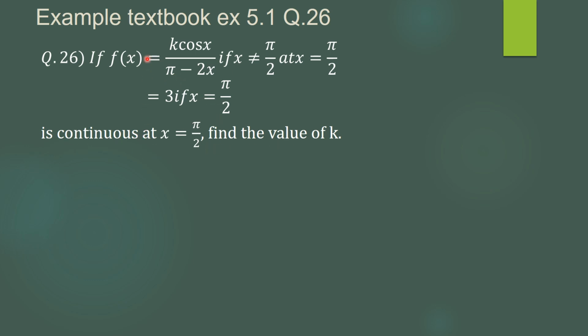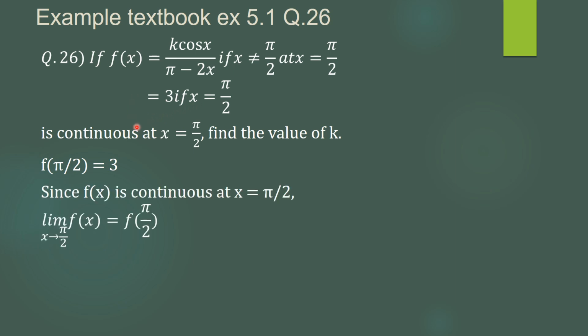Now they have stated it is continuous. It means the limit value is the same as the f of pi by 2 value. Now f of pi by 2 is given as 3. Since it is continuous, we can say limit x tends to pi by 2 of f of x is equal to f of pi by 2. So limit x tends to pi by 2 of k cos x upon pi minus 2x is 3.